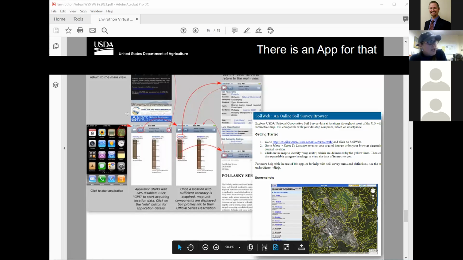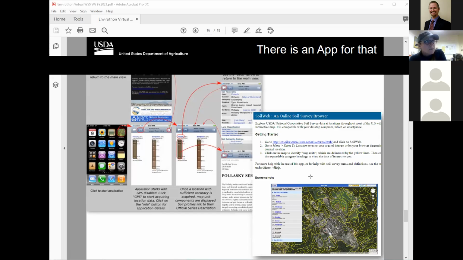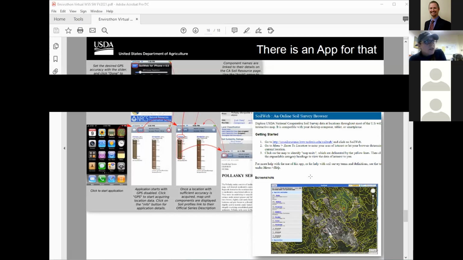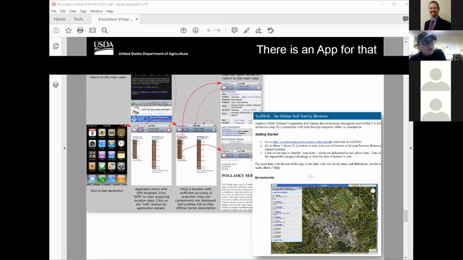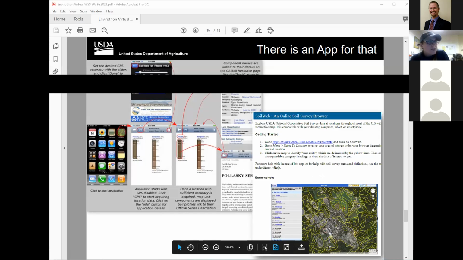So this is what the app looks like on your phone. If you download the Soil Web app, you can hit Get My Location, and it'll actually bring up just the soil profile picture. And then you can look into the series description and then some more information. There's also another way to get to Soil Web, and that's just by opening up your browser and searching for Soil Web. And then in that way, it'll open up this map, which you can say, Get My Location, and you'll actually see the map on your phone.